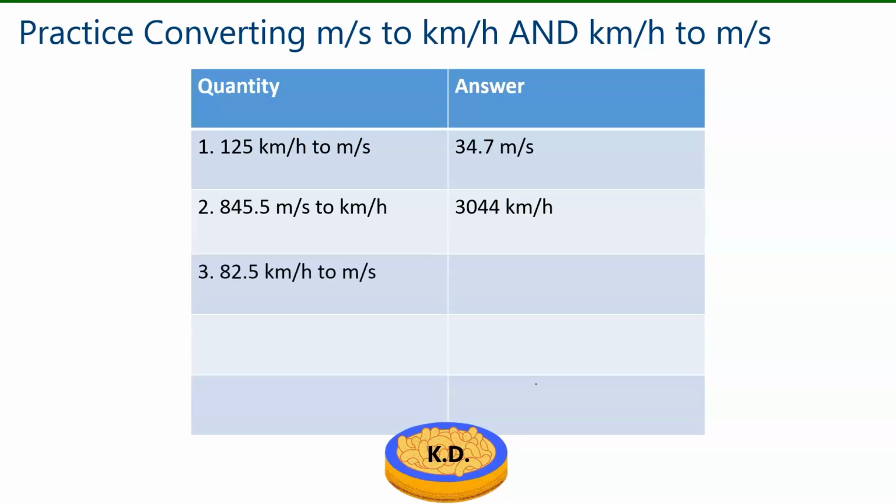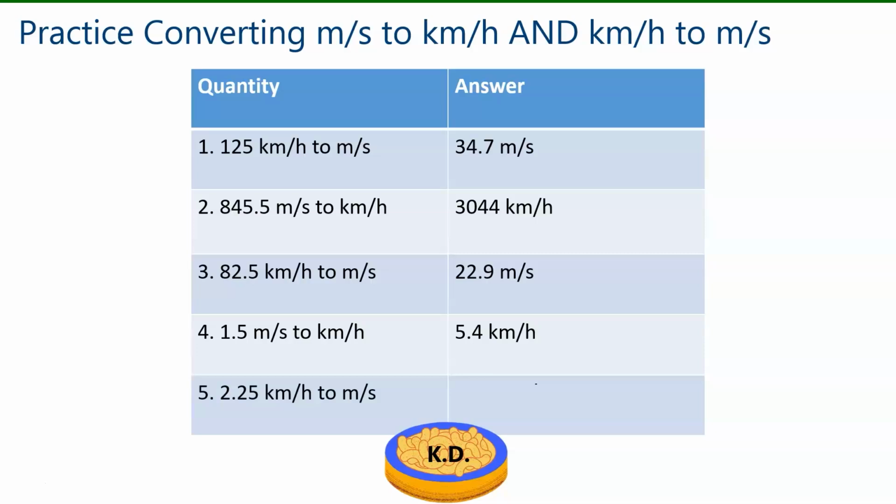Number 3 asks us to convert 82.5 kilometers per hour to meters per second. So we have kilometers per hour first, and that means we divide by our conversion factor of 3.6, and you should have got 22.9 meters per second. Remember, we have the same number of significant digits here as we had in the original number, 3 and 3. Number 4, 1.5 meters per second converted to kilometers per hour. That will give us 5.4 kilometers per hour after we multiply by 3.6.